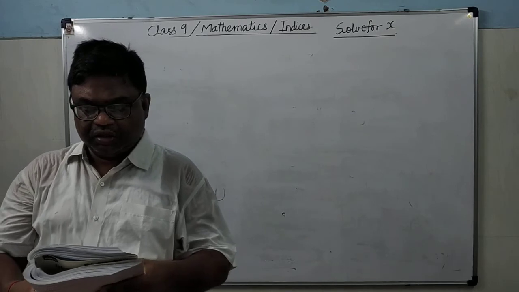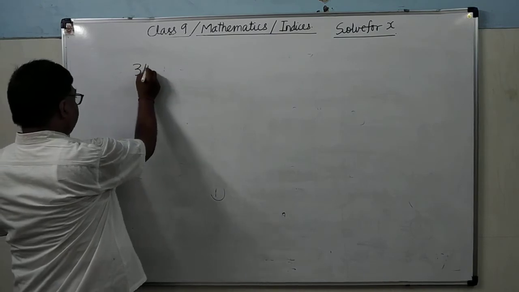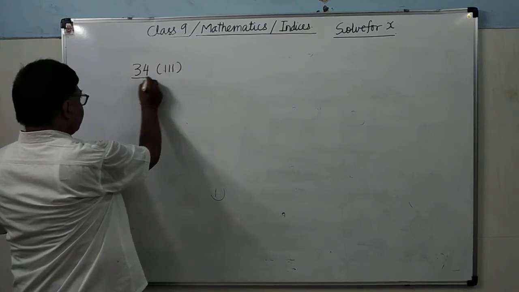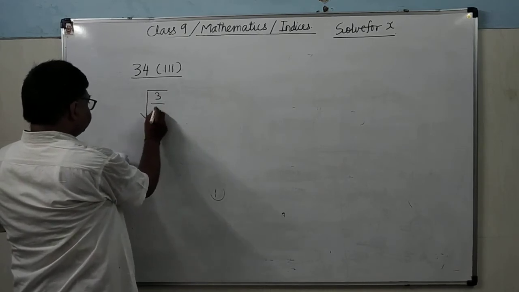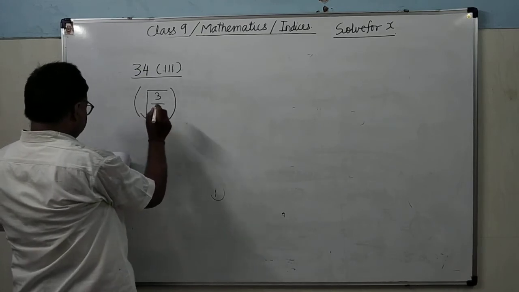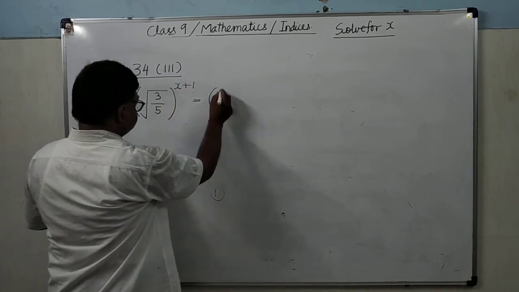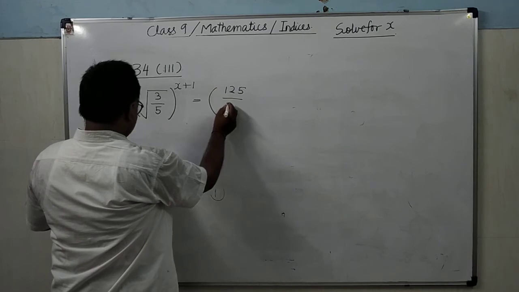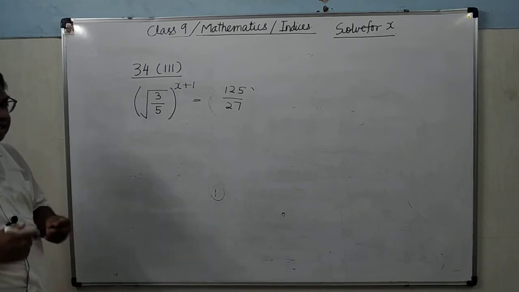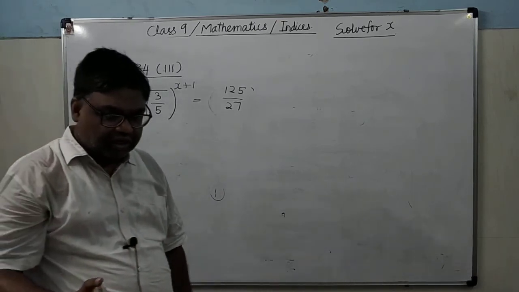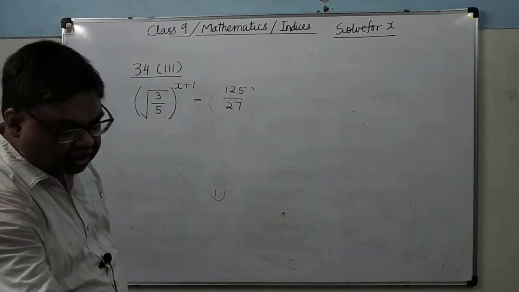Now see here, one more question I am explaining to you. Question number 34, third part. Though all the questions are very simple, I am sure that if you have watched all the videos and solved the questions up to question number 30, you must be able to do the remaining questions. 125 upon 27 is given here. It's clear? If you see here, in the left hand side, the base is 3 upon 5.